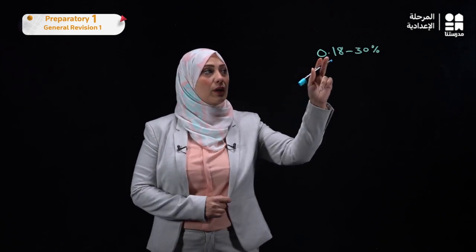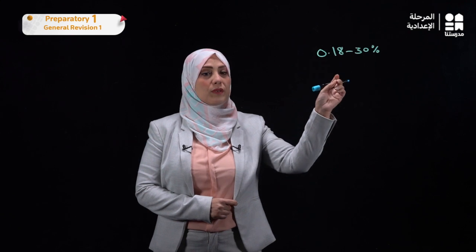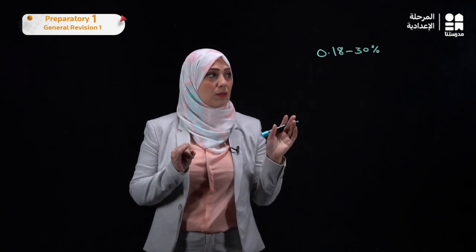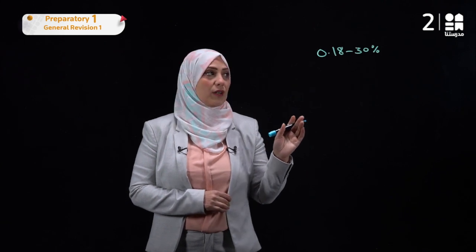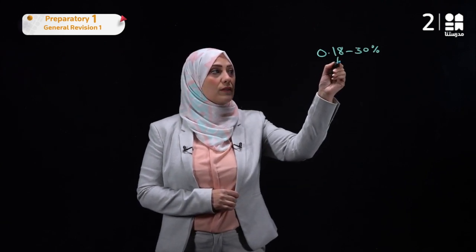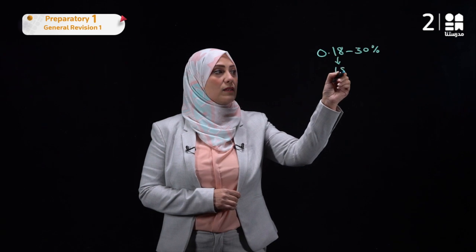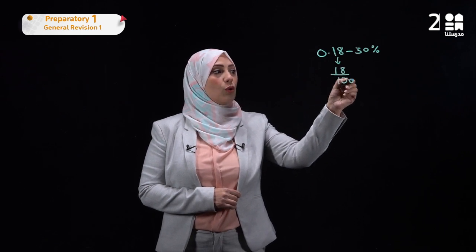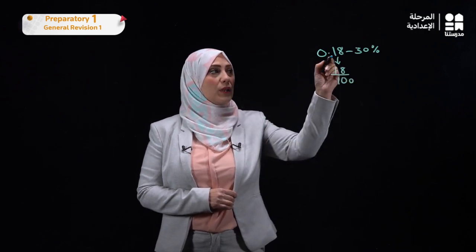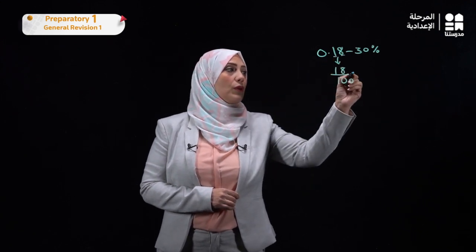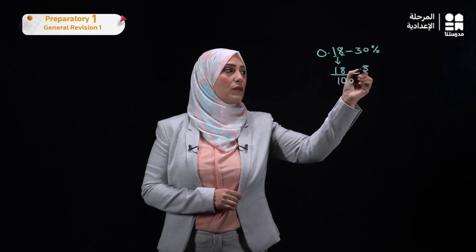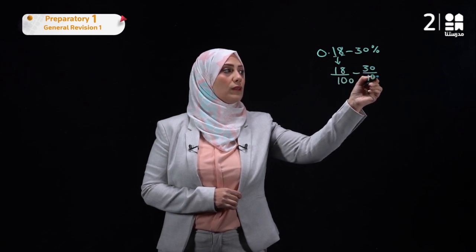بمعنى, here we have decimal and percent. Both of them should be in the same form. Decimal, decimal, or percent, percent, or fraction and fraction. So I'm going to rewrite 0.18 as 18 over 100. Why 100? Because here we have two decimal places, 1 and 8. And also 30% means 30 over 100.